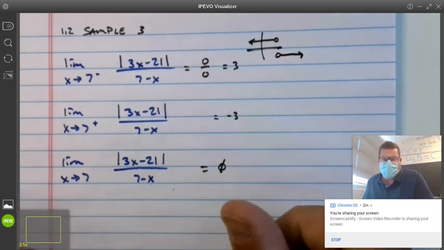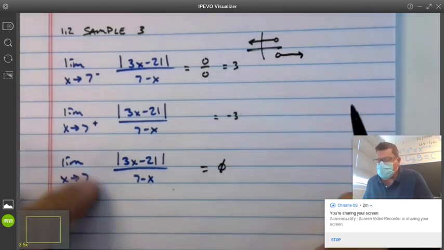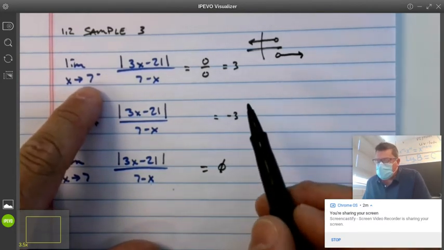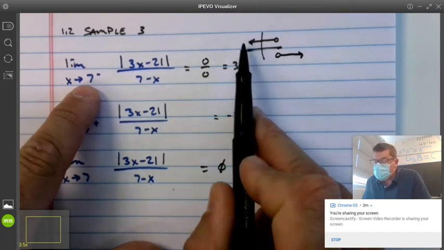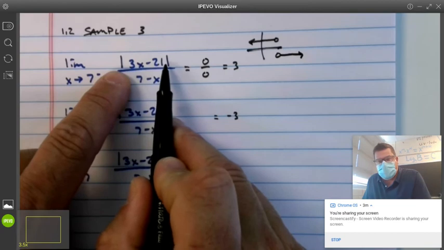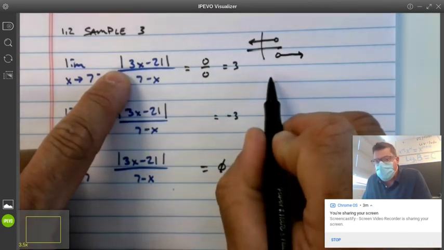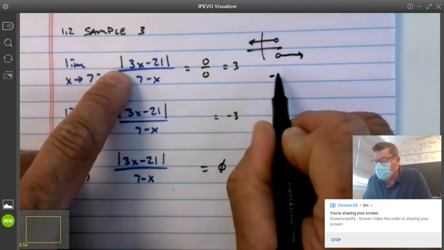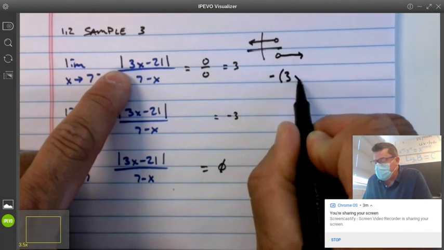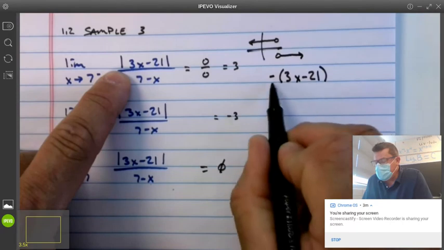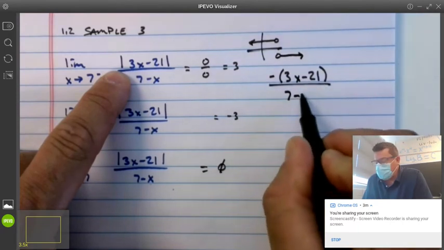That's the graphical approach. Now let's take a look at the algebraic approach for this problem. Algebraically, if you know you're plugging in numbers that are smaller than 7, you know that this absolute value on the top has to do some work. So, rewriting it in piecewise form without the absolute values, it would look like this. The opposite of 3x minus 21. Does that make sense, everybody? All over 7 minus x.